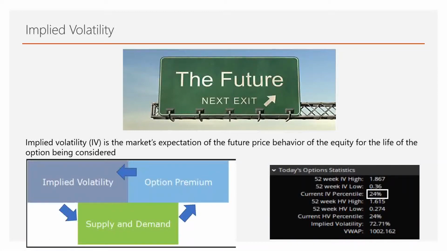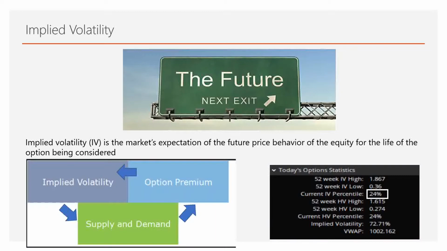If it is less than 25%, we consider it as lower implied volatility percentage and option prices are low. When option prices are low, when the current IV percentile is less than 25%, what will we do? We buy.